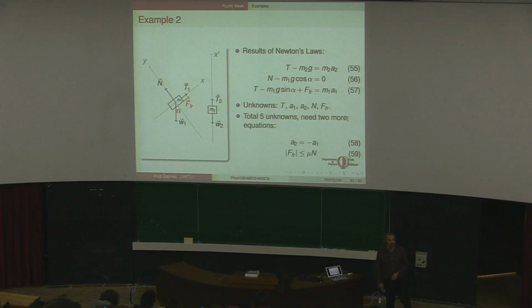Now, I have 5 equations. I have 5 unknowns. Well, the friction force, at this moment, we don't even know whether the friction force should be a static friction force or a kinetic friction force. We don't really know. But we can, in general, say that its magnitude will be some coefficient times the normal force, less than this number or equal to this number.